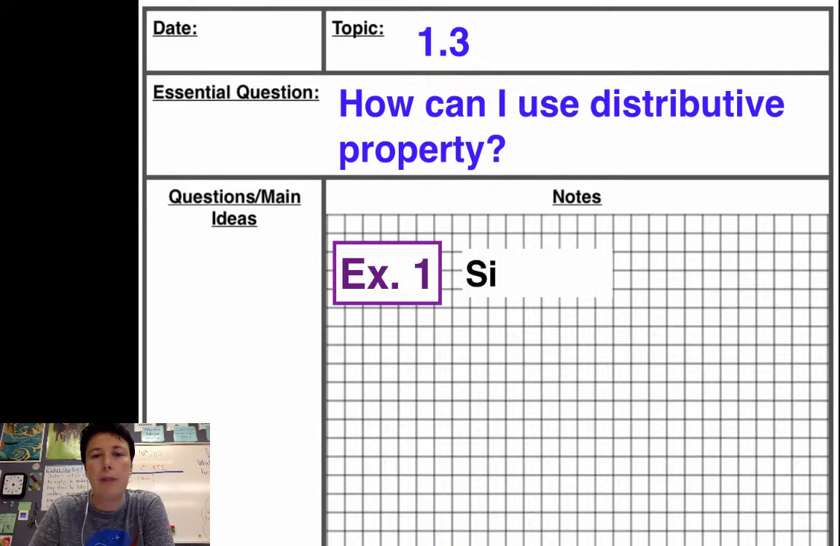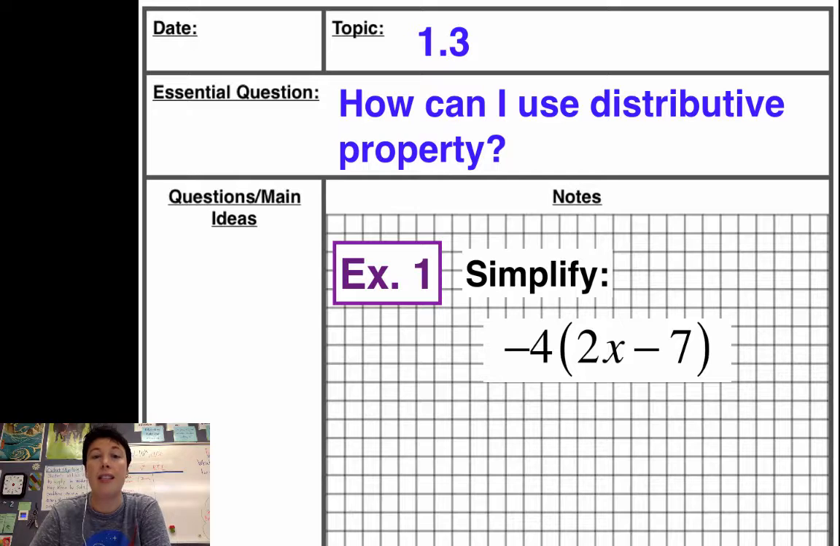So example 1. We're just going to simplify. We're not going to solve for x yet, but we're going to simplify an expression that looks like this: -4(2x - 7). So what does this mean? Well, -4 parentheses means we're taking -4 and multiplying it by 2x minus 7. Now there's a few ways you can do this problem.